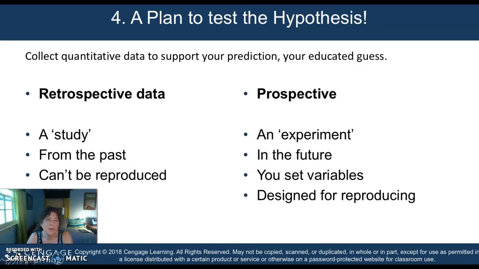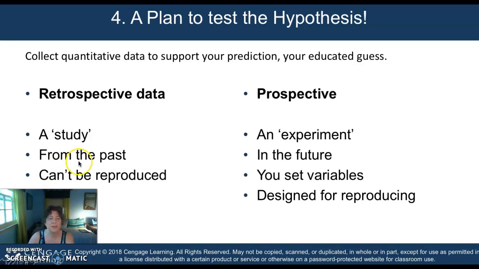Hi again. Here's a plan to test your hypothesis. You need to make a plan to test and collect quantitative data that supports your prediction, your educated guess about the reasons or the solutions to this problem. You could collect that quantitative data by going back in time and evaluating the work of others.